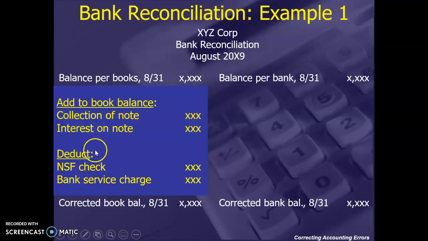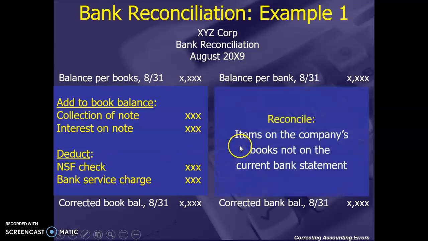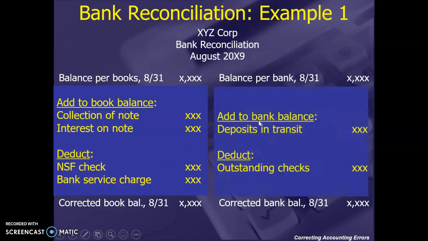And then the things that we're going to deduct, things like NSF checks and bank service charges. These are things that the bank took out of our account that we do not have on our books yet. So that's going to go over here. On this side, we're going to have things that we add and subtract also. An example of something we add is a deposit in transit, and something we would deduct would be outstanding checks. So these are things that were on our books, but the bank did not know about them. So whoever doesn't know about them, that's which side it goes on.